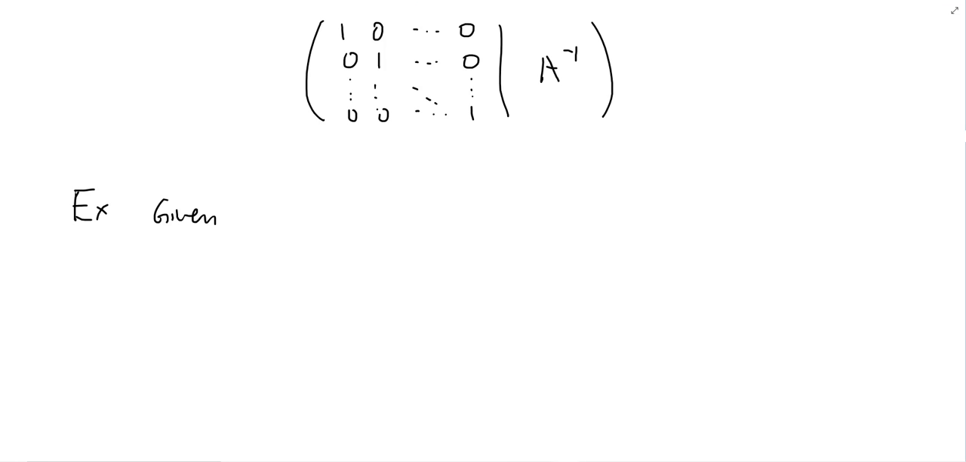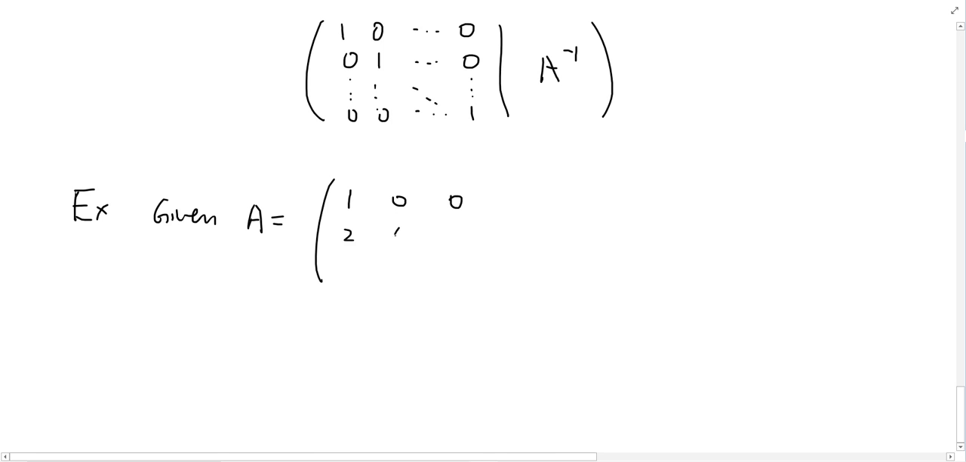Let's say we're given matrix A, which is 1, 0, 0, 2, 4, 8, 1, -3, -7. Notice that I'm being particularly nice and giving you the first row to be 1, 0, 0, which is exactly what the identity matrix should look like. So that should reduce the amount of work that you have to do. Find A inverse using row operations.